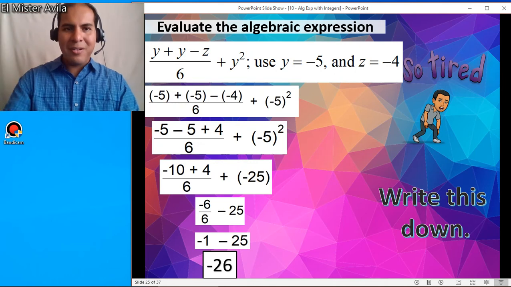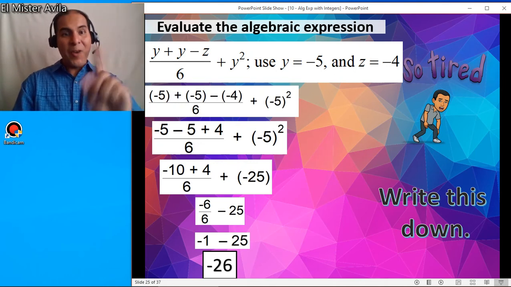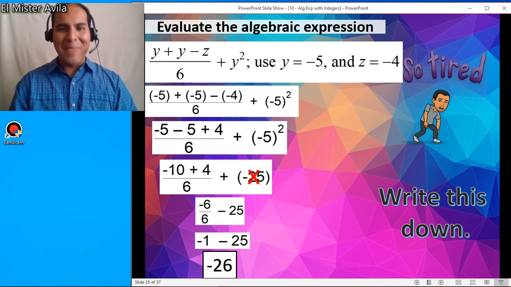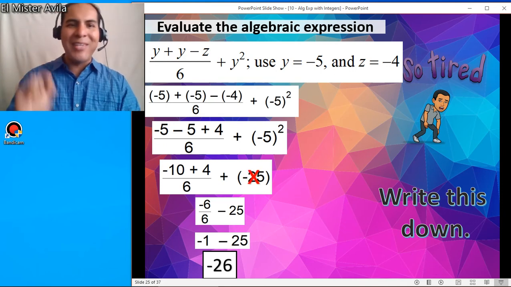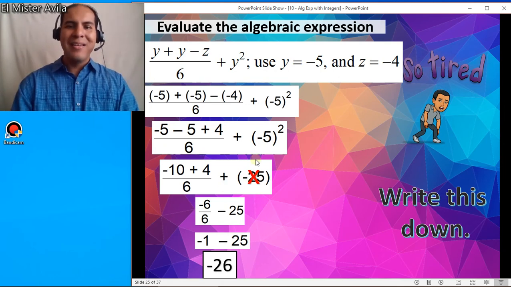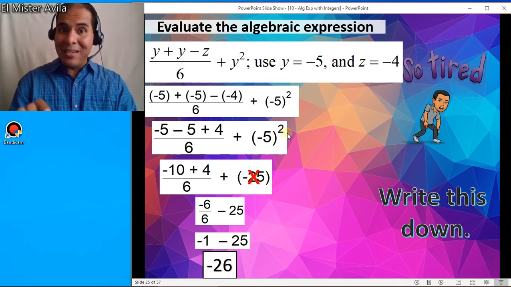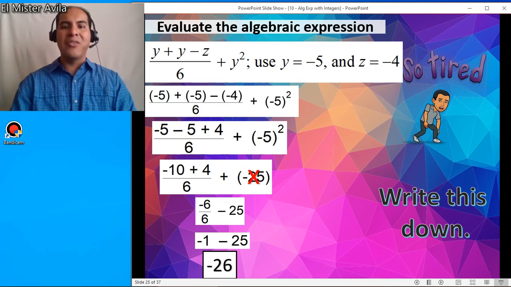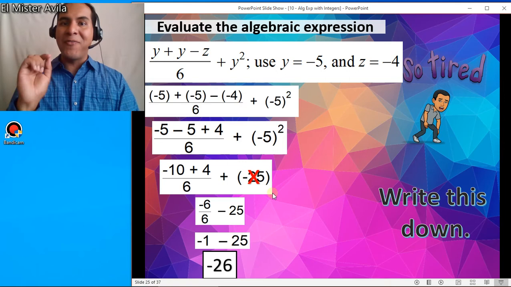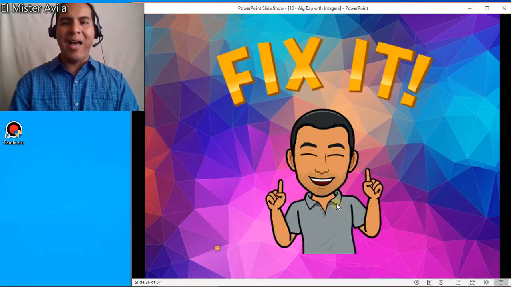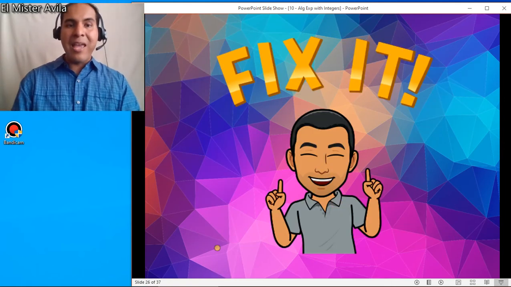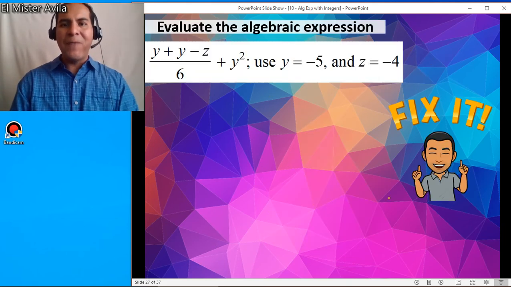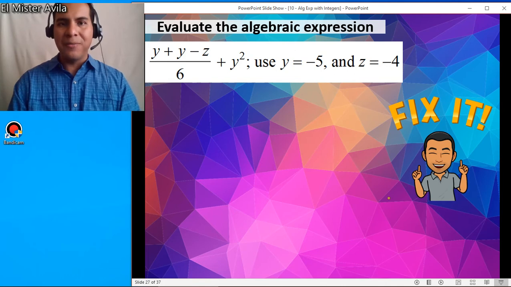Here's all the work. And the mistake, the first mistake, is right there. That negative 25 is incorrect. Negative 5 to the power of 2 means negative 5 times negative 5. Negative times a negative gives us a positive, so that negative 25 should have been positive 25. Can you go through and fix it now and give me the actual answer? Pause the video again, fix it, give me the actual answer.